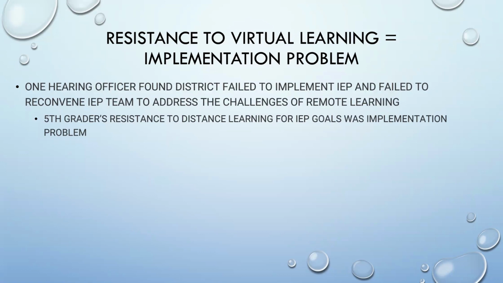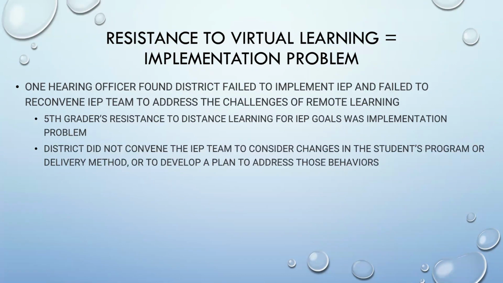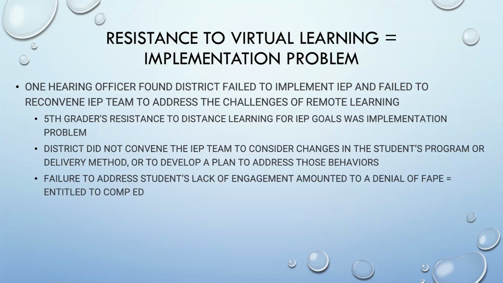And so what the hearing officer said was that this was an implementation problem, because distance learning for this student's IEP goals was clearly related to the difficulty of accessing because of disability. The district also didn't convene the IEP team to consider changes. And the hearing officer stressed that at the very basic level of implementation, the district had an obligation to just consider whether there was another delivery method or to develop a plan to try to address the behaviors, some kind of support for the parent who is assisting in the virtual learning. And the failure to address the student's lack of engagement amounted to a denial of FAPE. That student was entitled to comp ed for the entire IEP for the period of virtual learning. The hearing officer felt like that student didn't get any education in that time period.